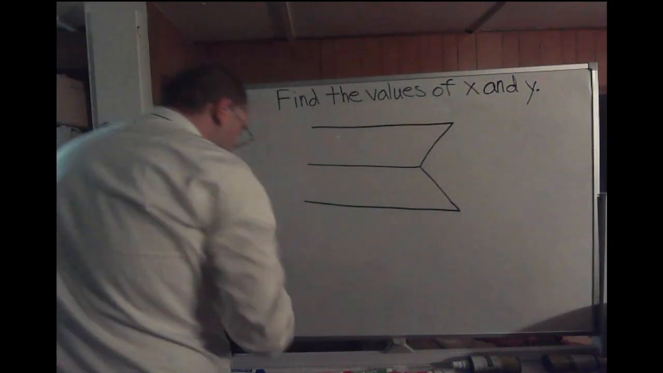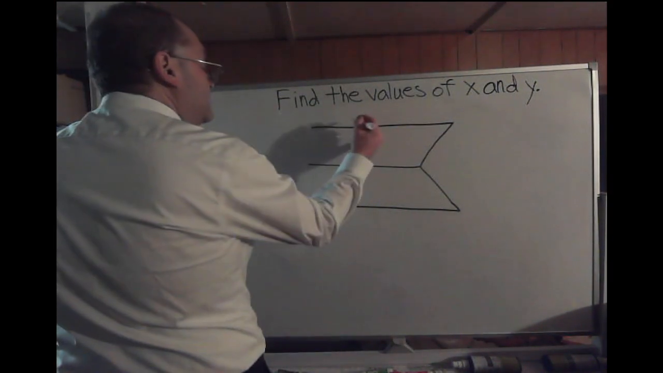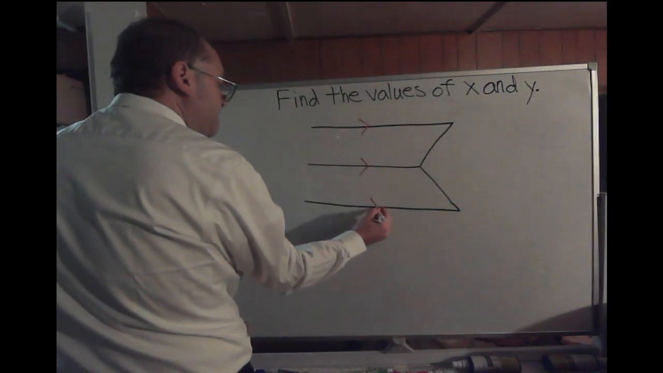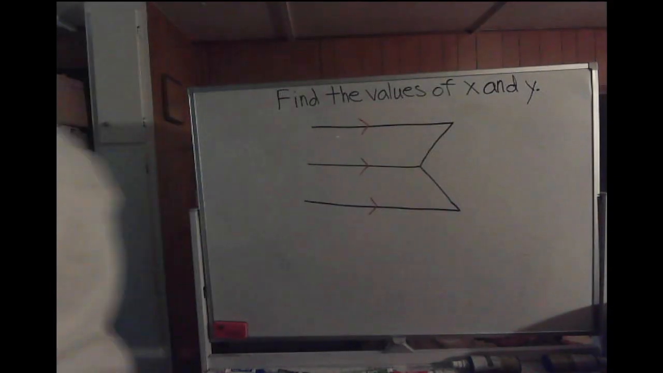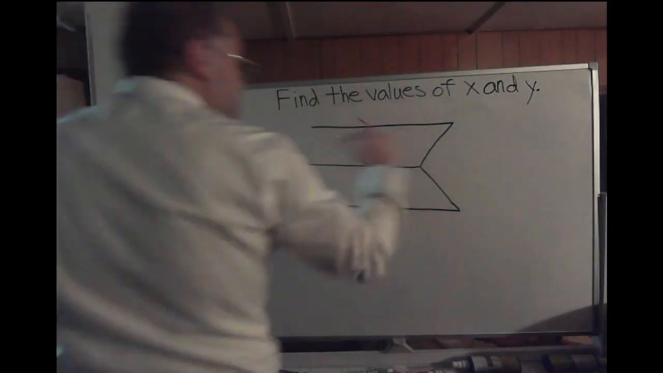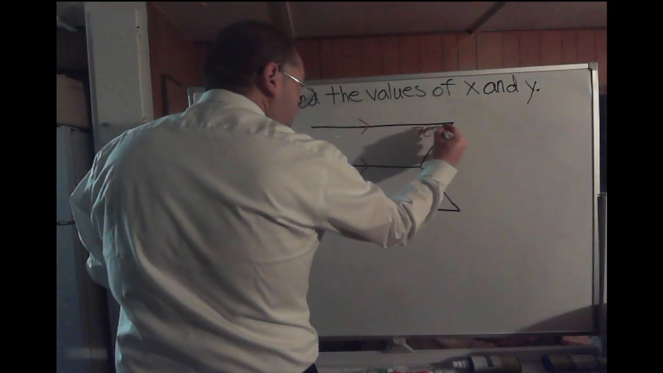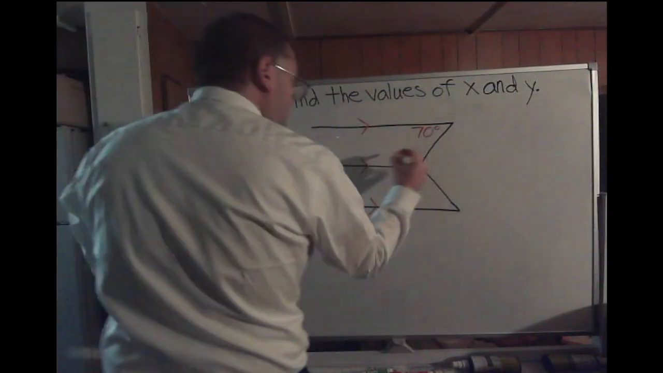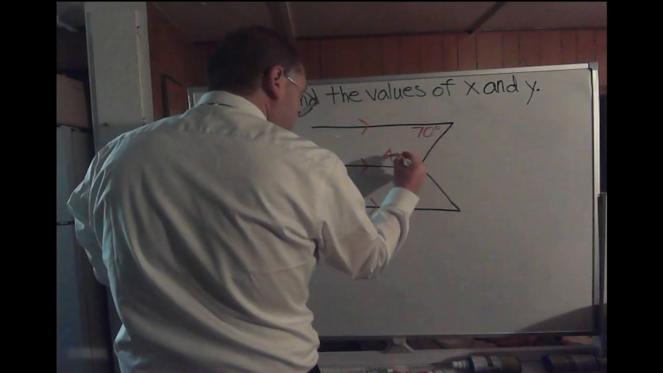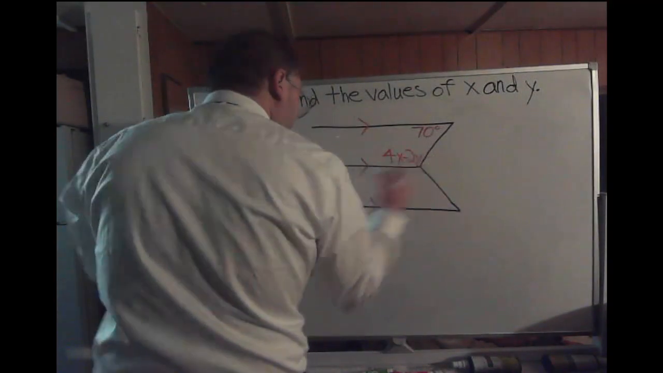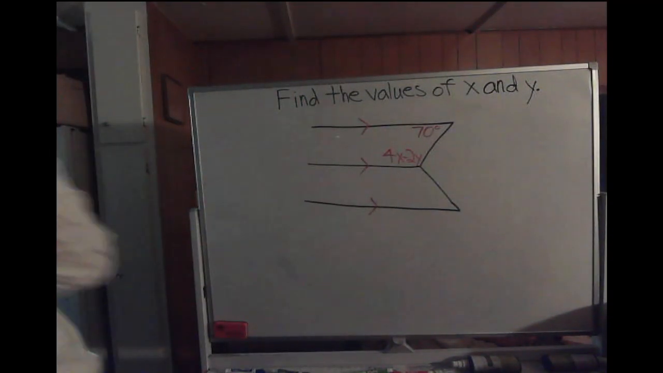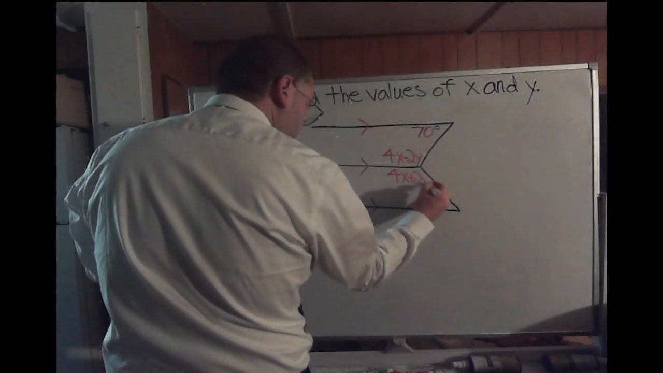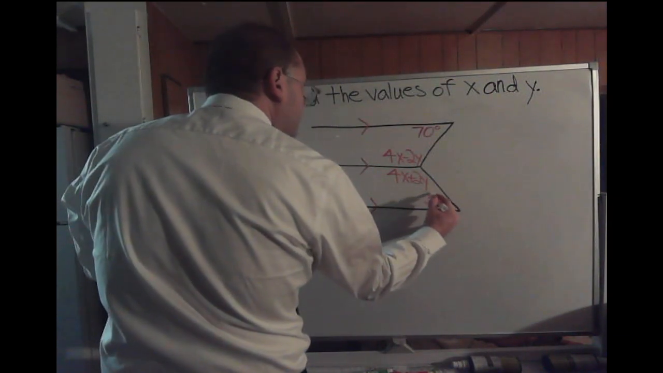Alright, here's this one. We got again that these three lines are parallel to each other. Here's what we got this time. This top angle is equal to 70 degrees. This bottom one is equal to 4x minus 2y. This top one is equal to 4x plus 2y. The bottom one's equal to 50 degrees.